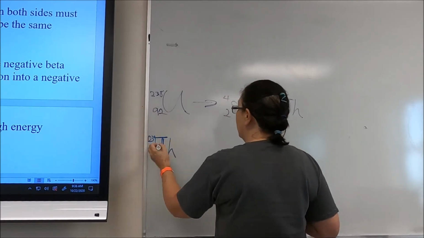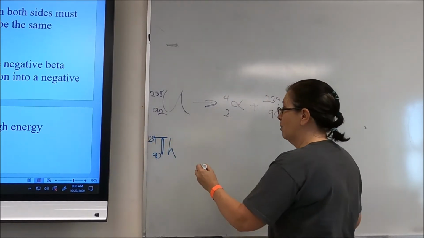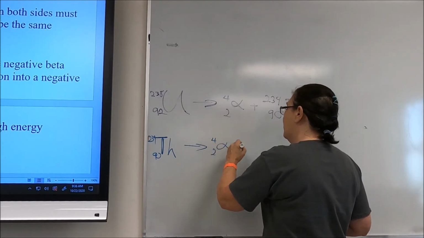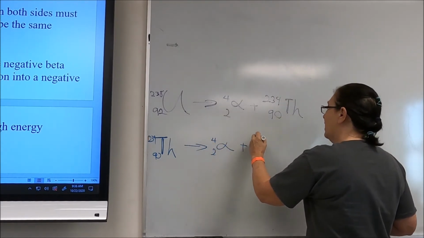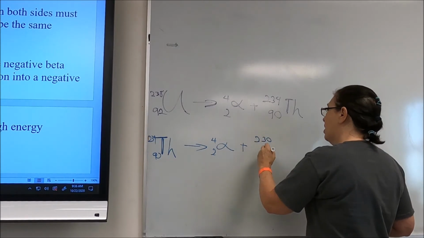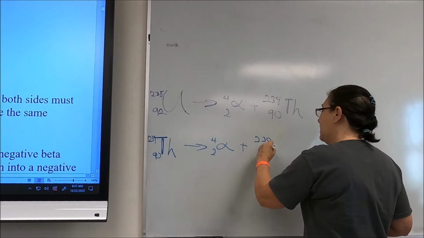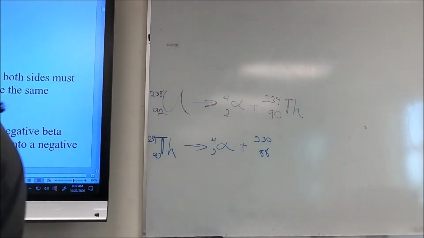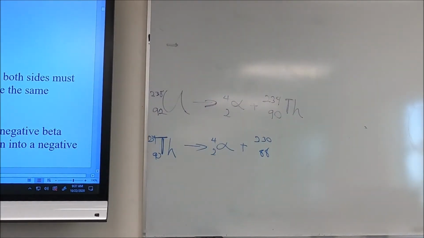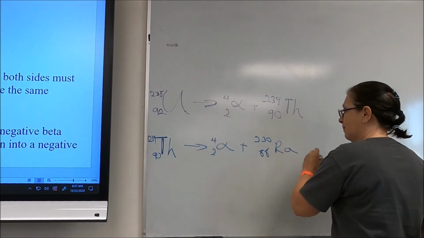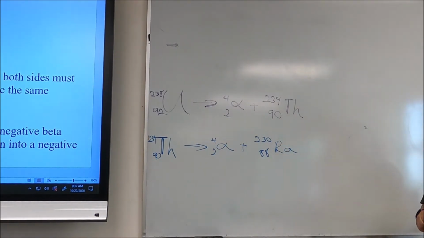Thorium-234, 90, is also bigger than bismuth, so it will also undergo an alpha decay. And so I get atomic mass number 230 and atomic number 88. Well, element number 88 is radium, Ra. Okay, so you can see alpha decay.